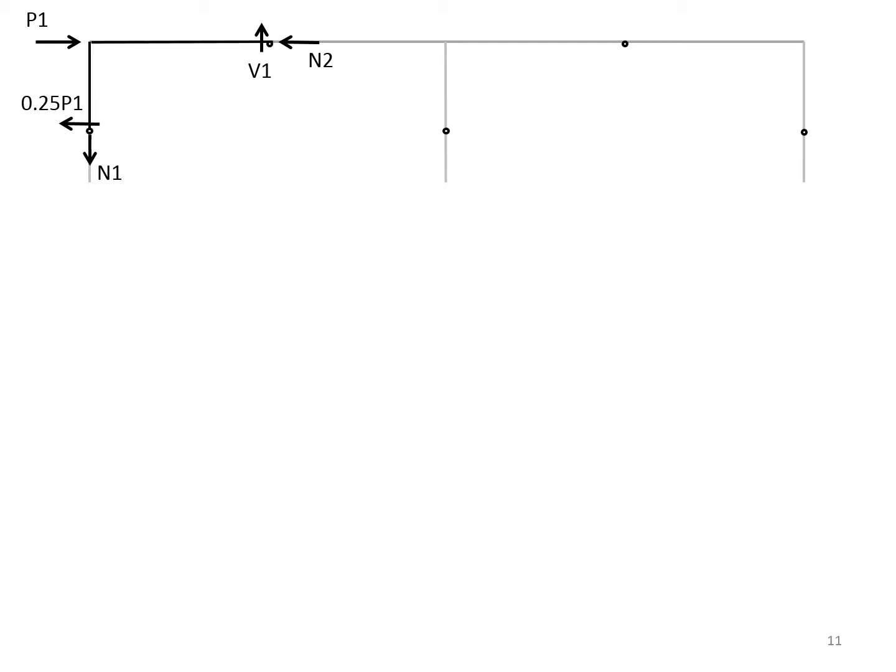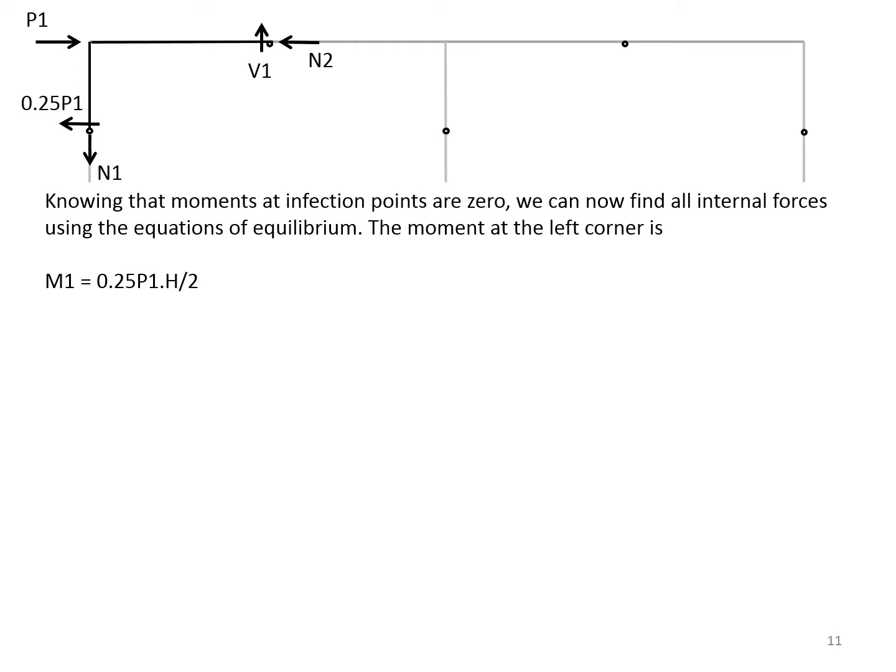Now, going back again to the upper level, notice that we can write all the internal forces through equations of equilibrium. The axial load in the column is N1, the axial load in the beam is N2, and the shear in the beam is V1. Knowing that the moments at the inflection points are equal to 0, we can now find all internal forces. The moment at the left corner is M1, which is 0.25 P1 H over 2.